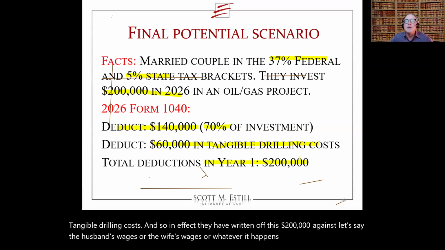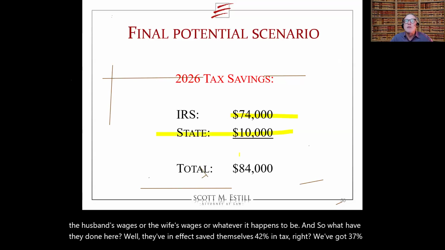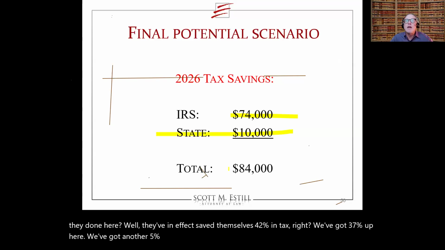And so, what have they done here? Well, they've in effect saved themselves 42% in tax, right? We've got 37% up here. We've got another 5% down here. And so the first year tax savings on this investment is $84,000.